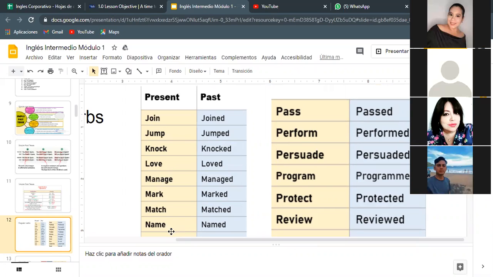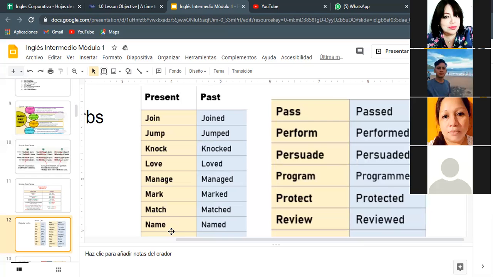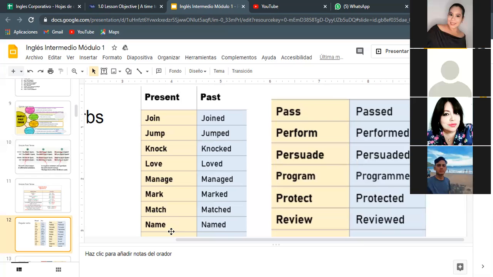Bueno, hay una persona acá que tiene el nombre del device que dice Galaxy, pero no sé cuál es el nombre. Tal vez le puede cambiar ahí para conocer el nombre y poder preguntarle.